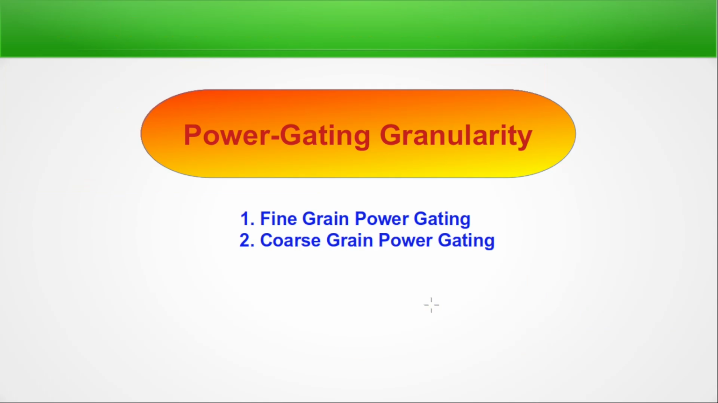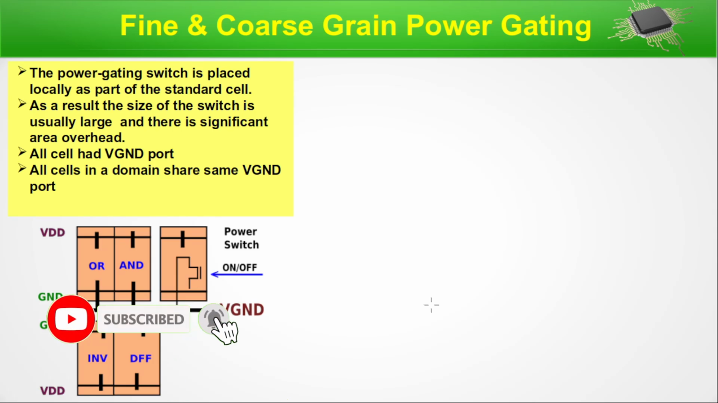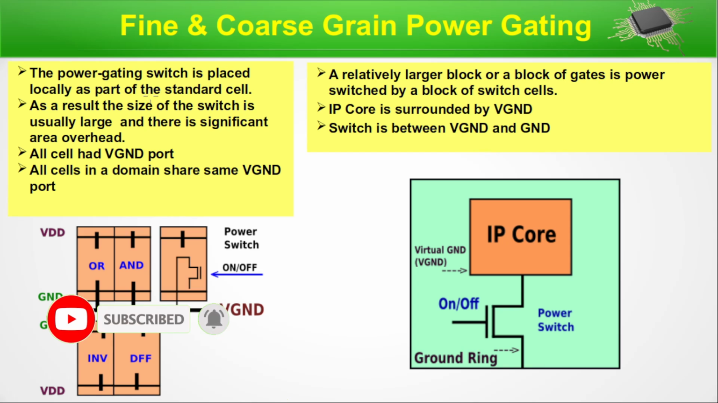There are two types if we consider granularity. One is fine grain, another is coarse grain power gating. In fine grain, the power gating switch is placed locally as part of the standard cell. This power gating cell becomes part of the standard cell. As a result, the size of the switch is usually large and there is significant area overhead because the number is so many, right? The power gating switch is placed as part of the standard cell, so for each standard cell, that is very fine grain power gating, at a very granular level. All cells have a virtual ground port, and all cells in a domain share the same virtual ground.